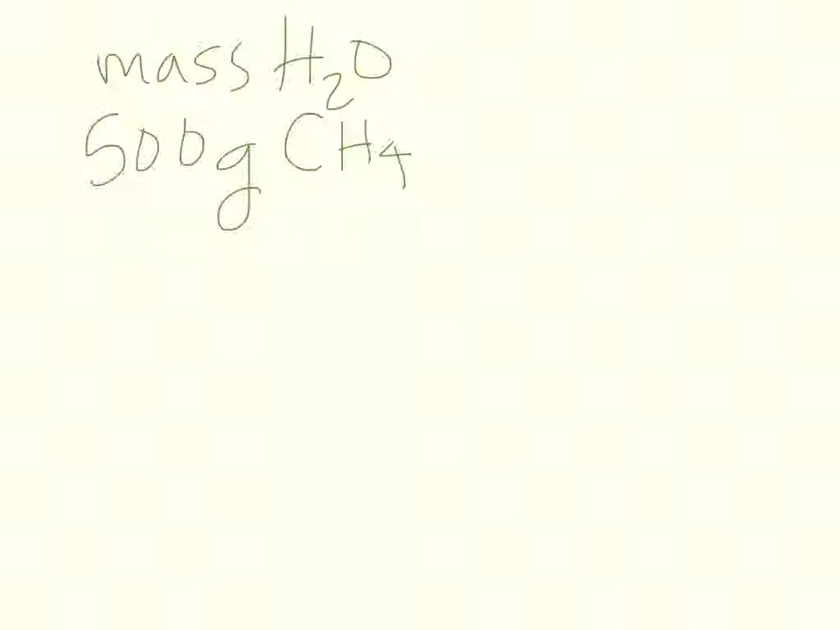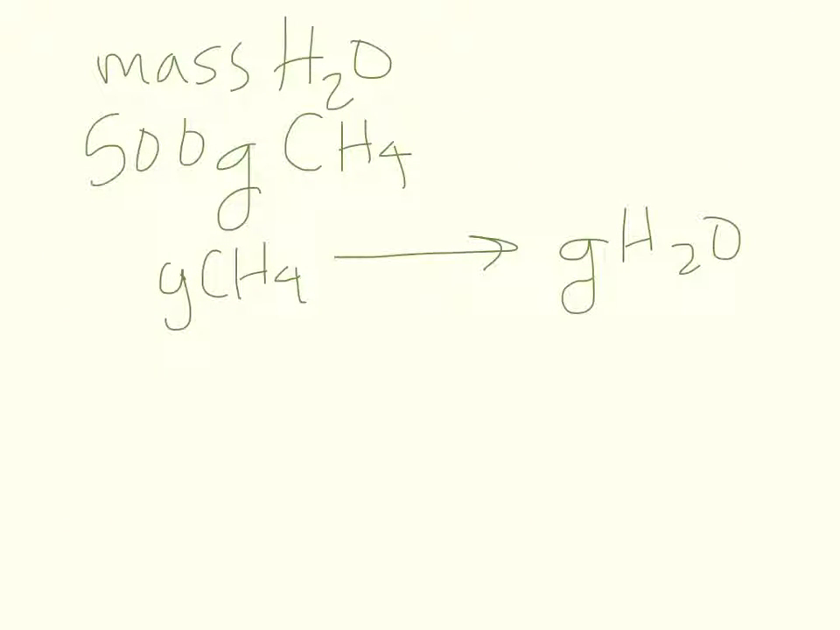Methane is CH4. I deduce that because I know oxygen, I know carbon dioxide, and I know water. So that leaves me with CH4 being methane. So I'm going from grams of CH4, my mass, and I need to get to grams of water. I pull out my Mole Town sheet and I realize, hey, I can't directly go from grams of something to grams of something else. I need to do some conversions.